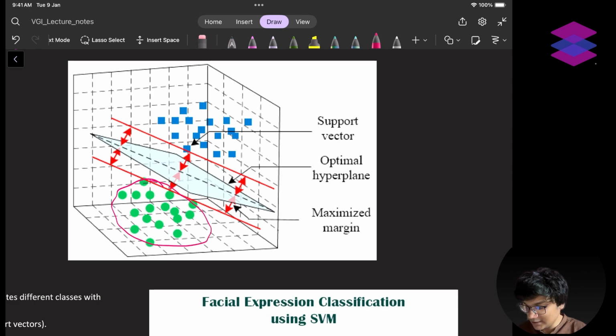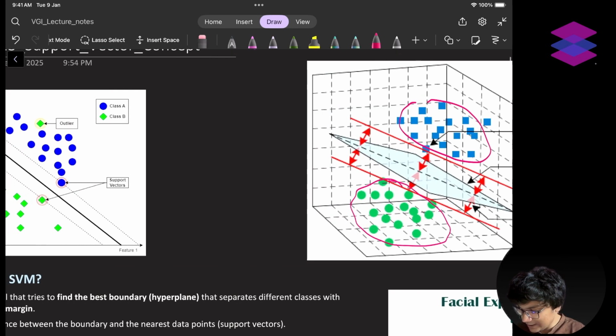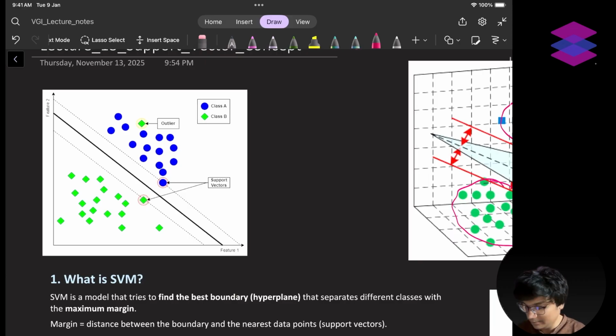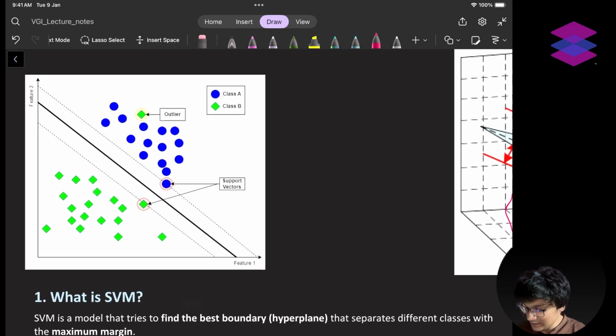Let's say this is your data arrangement. This is your class A data and this is your class B data, and it's basically a three-dimensional plane. It can be 2D data as well, it depends upon the dimension of your data. Now let's understand a few terminologies. Let's understand with 2D. This is my class A data and this is my class B data.